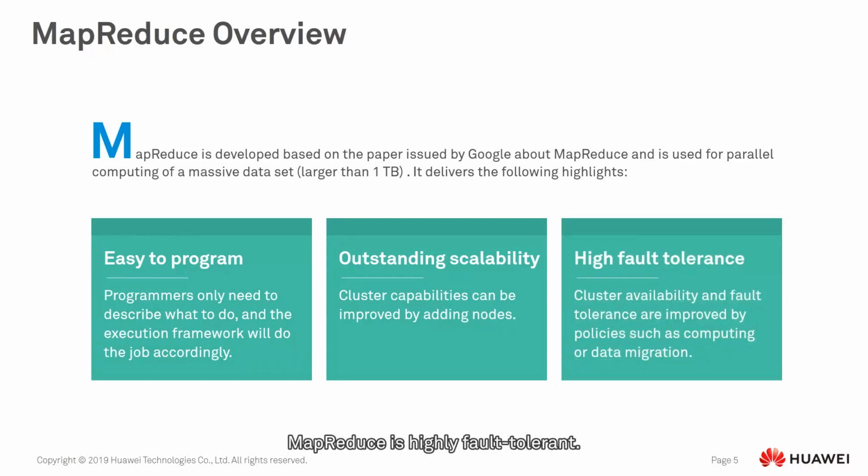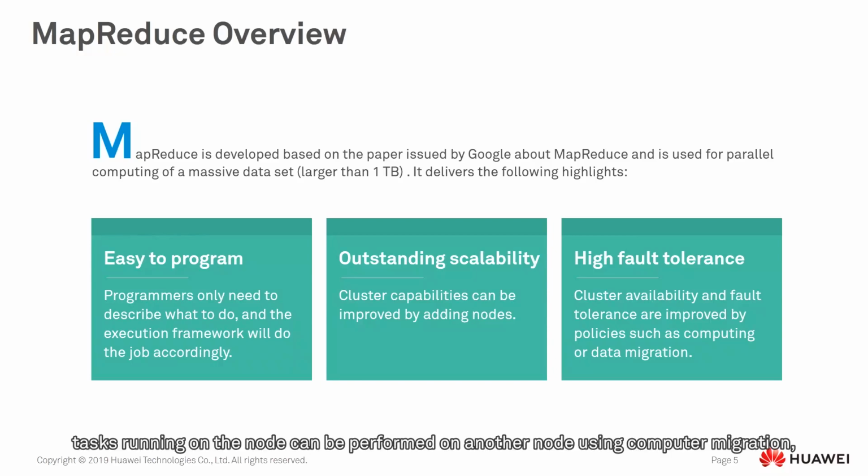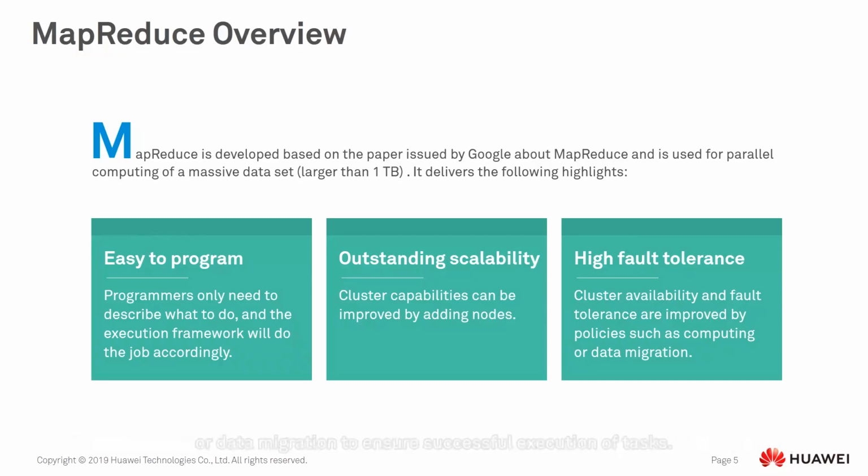Besides, MapReduce is highly fault-tolerant. If one of the nodes in the cluster fails, tasks running on the node can be performed on another node using computer migration or data migration to ensure successful execution of tasks.